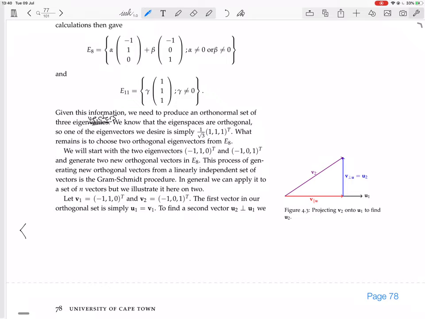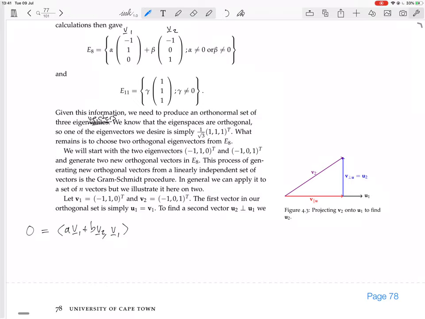I'm calling this one V1 and this one V2. We want it to be orthogonal to V1, so we want its inner product with V1 to be 0. Whatever it is, we want its inner product with V1 to be 0. But it's from this eigenspace, so it's actually just a linear combination of V1 and V2.